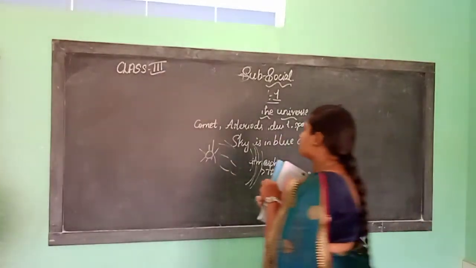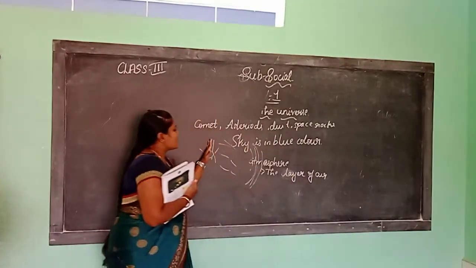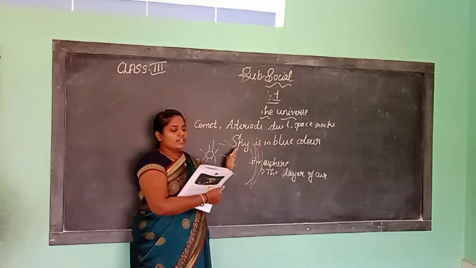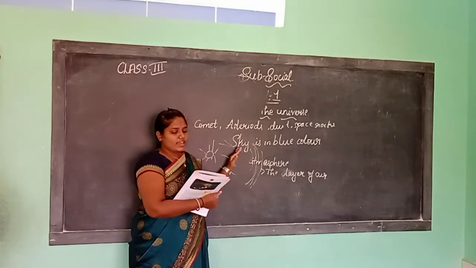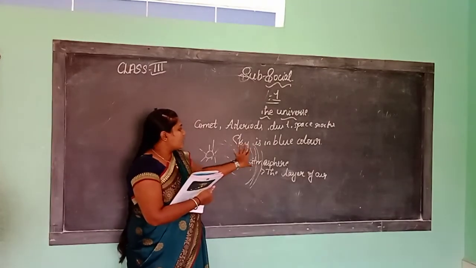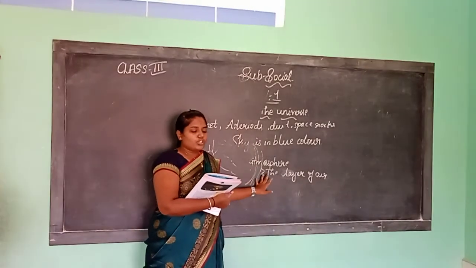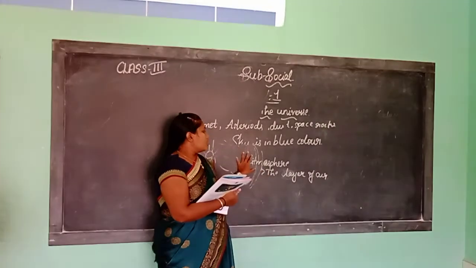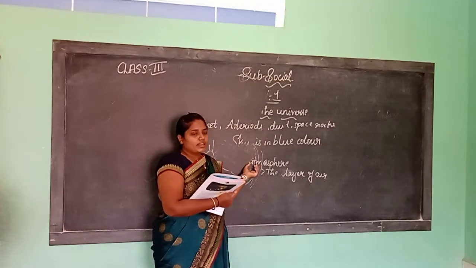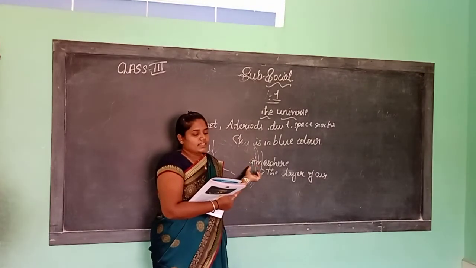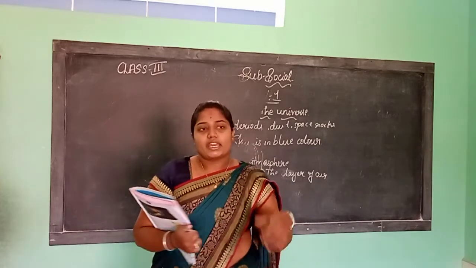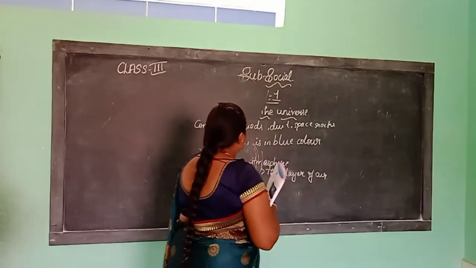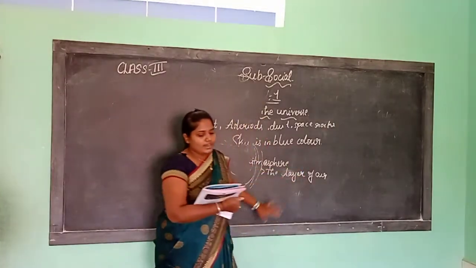Now understood, children, why the sky looks blue? See the textbook: the sun's light reaches Earth's atmosphere and is scattered in all directions due to the presence of gases and particles in the air. Blue light is scattered more than any other color, so the sky looks blue.